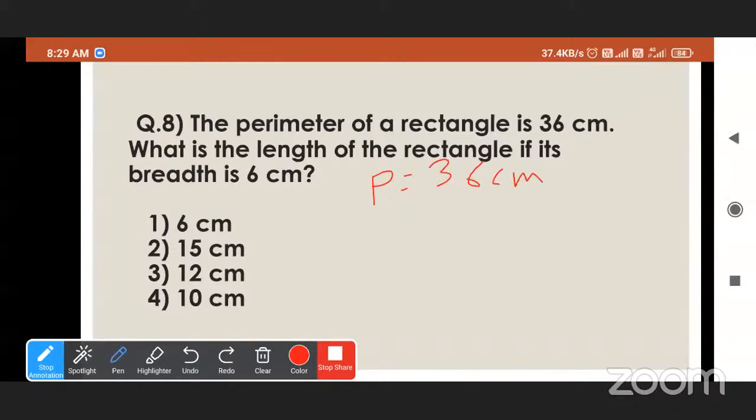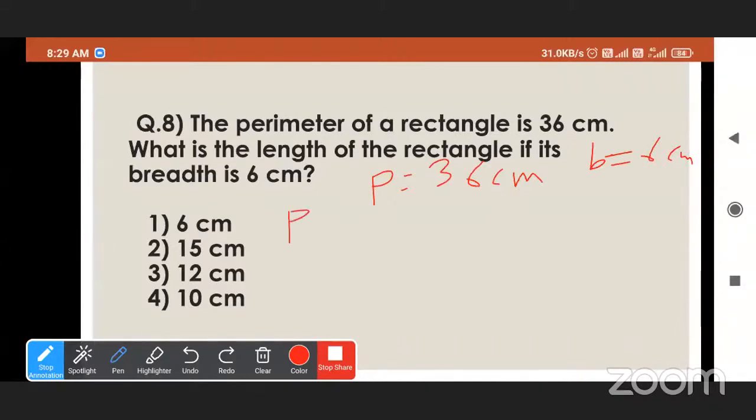And here breadth is given and length of the rectangle is not given. We have to find out the length. So here B is given, B is equal to 6 centimeter. P means perimeter is 36.